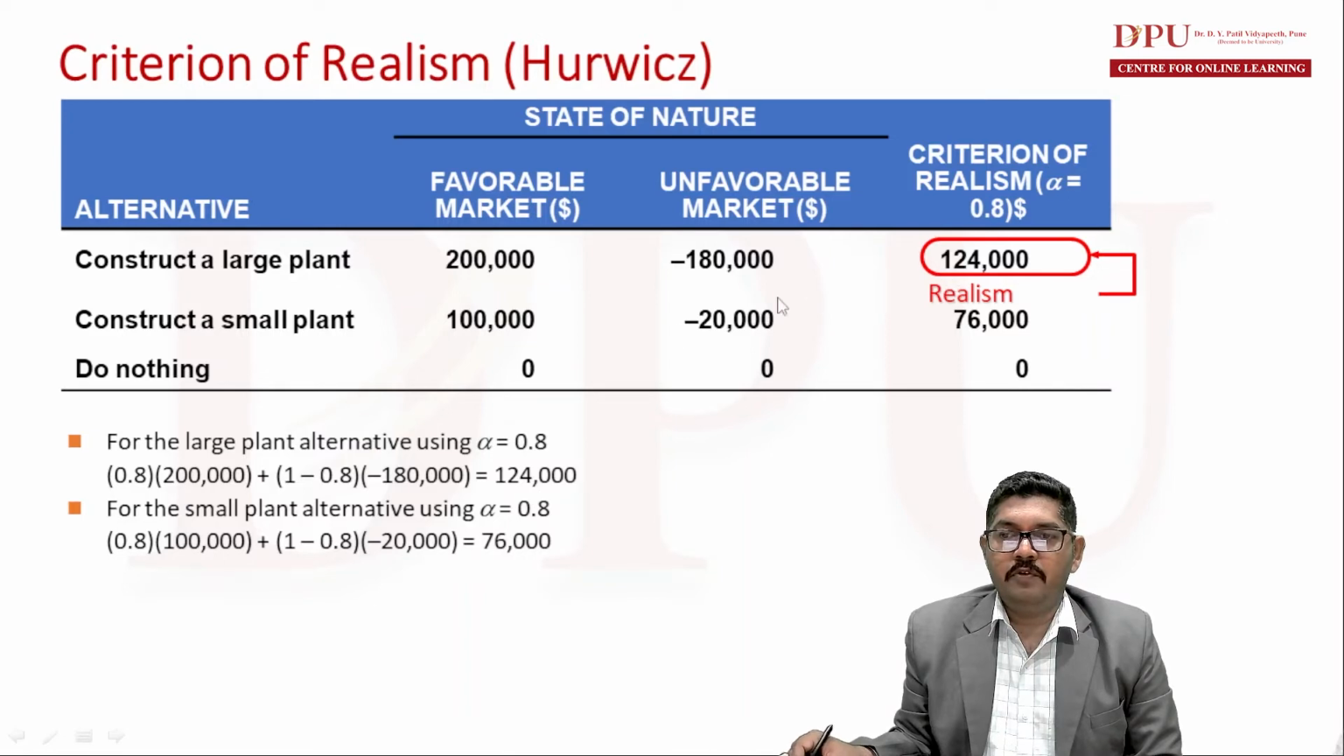Then when we construct a small plant, 1 lakh multiplied by 0.8 plus 1 minus 0.8 multiplied by minus 20,000, and this will give us 76,000. And when we choose to do nothing, it will remain 0. So we choose the maximum value of the last column, which is 1,24,000, under Hurwicz's criteria. And according to this particular criteria, constructing a large plant is the best solution.